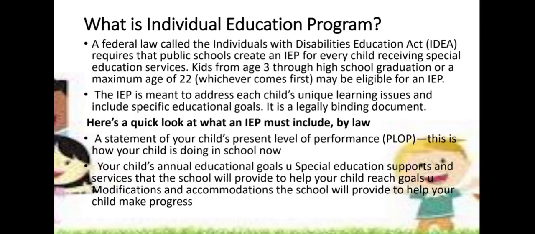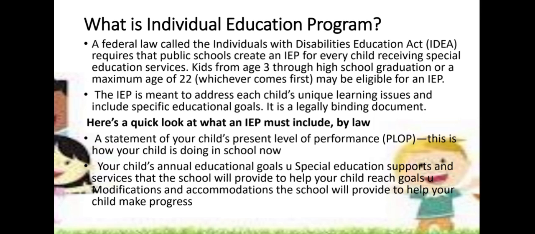Next is the Individual Education Program. A federal law called the Individuals with Disabilities Education Act, or IDEA, requires the public schools create an IEP for every child receiving special education services. Kids from age 3 through high school graduation, or a maximum age of 22, may be eligible for an IEP. IEP is meant to address each child's unique learning issues and include specific educational goals. It is legally binding document.